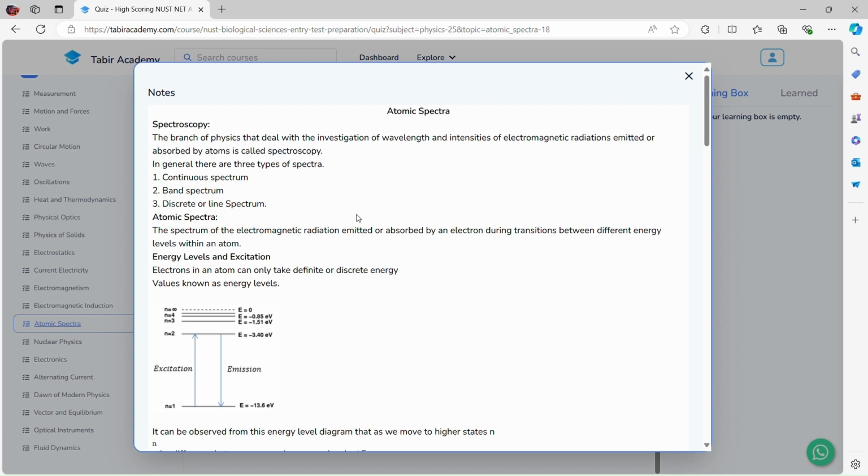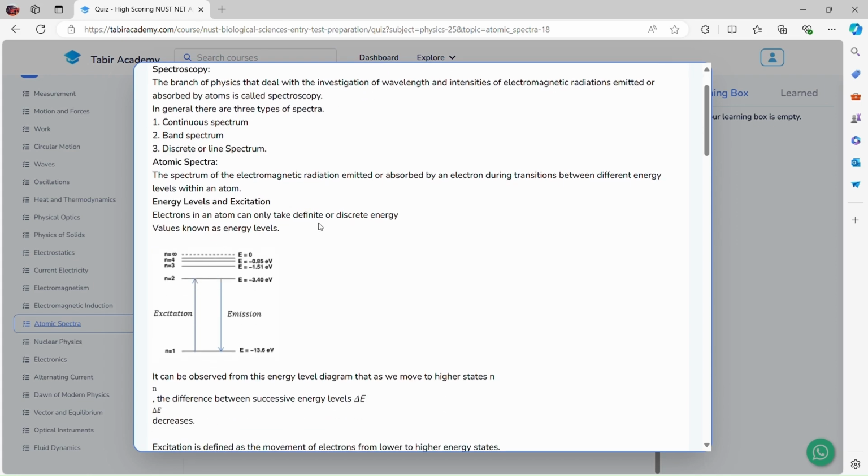In atomic spectra, the spectrum of the electromagnetic radiation emitted or absorbed by an electron during transitions between different energy levels within an atom. Energy levels and excitation. Electrons in an atom can only have definite or discrete energy values, known as energy levels.